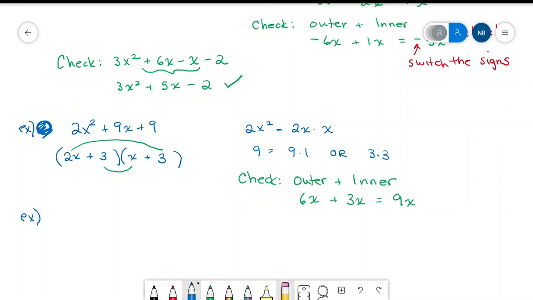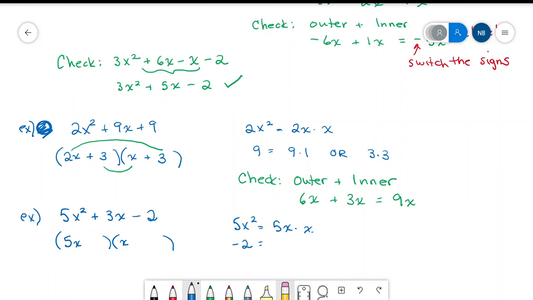5x squared plus 3x minus 2. All right, step 1, get first. 5x squared is easily factored into 5x times x. So we know that's right. Those are the only factors of 5x squared. Now we need to get negative 2 next.